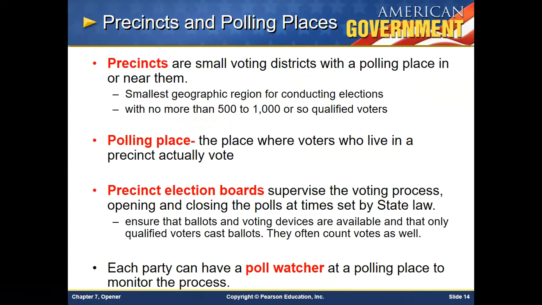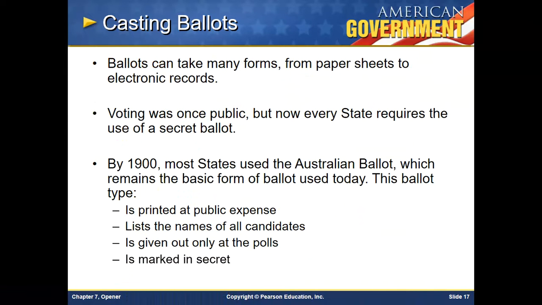Another person that you'll see at a polling place is the poll watchers. There has to be a poll watcher, one from each party, and they monitor the process and make sure that nothing happens that shouldn't. They're also allowed to challenge any person they believe is not qualified to vote, and they monitor the whole process to make sure everything's done the way it should.